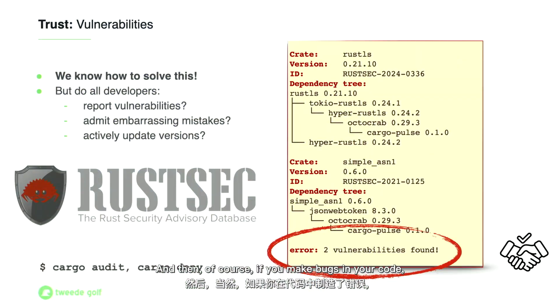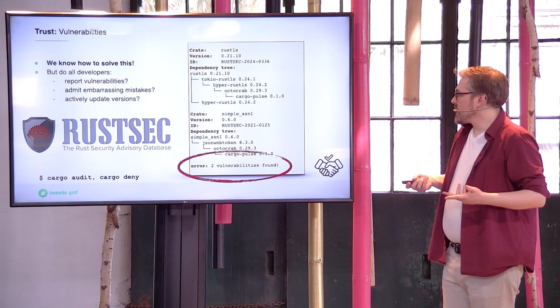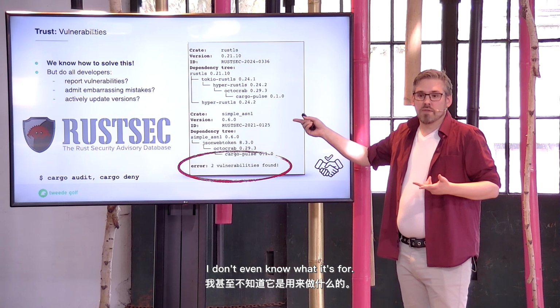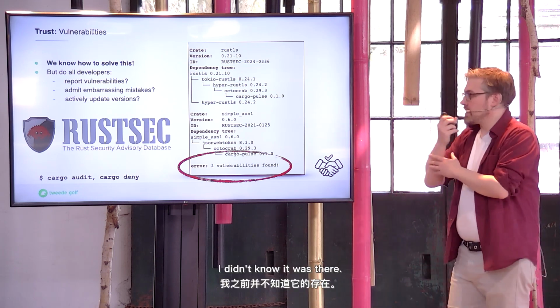And then, of course, if you make bugs in your code, that leads to vulnerabilities. So this, again, is for my pet project. I do admit that I did some cheating here with the versions that are in my log file to get nice vulnerabilities in my project. But my pet project actually has 2 vulnerabilities in it, including in a create simple ASN1, I don't even know what it's for. I didn't know it was there.